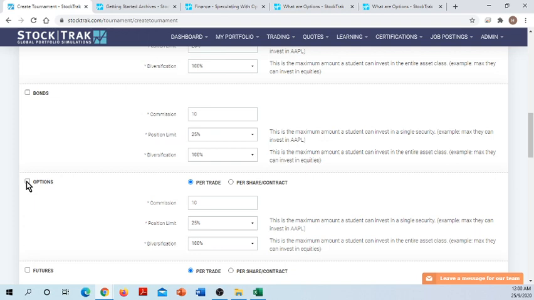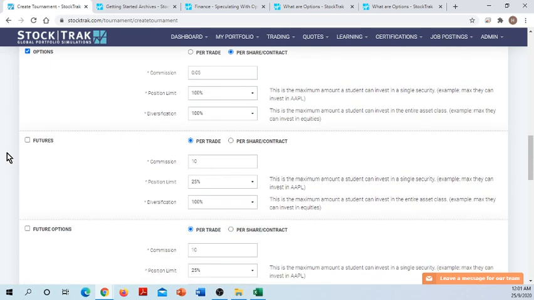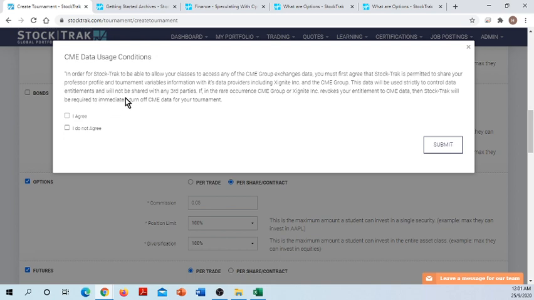What's important in my case is to include options, and the commission I want is 0.05 cents per share in a contract. And in terms of position limit, I also want to keep that within 100%. You also can, if you want, include futures, that's available.